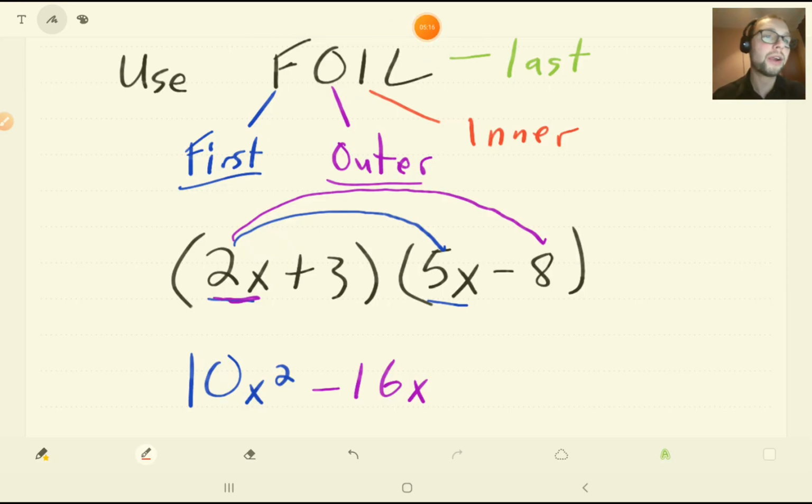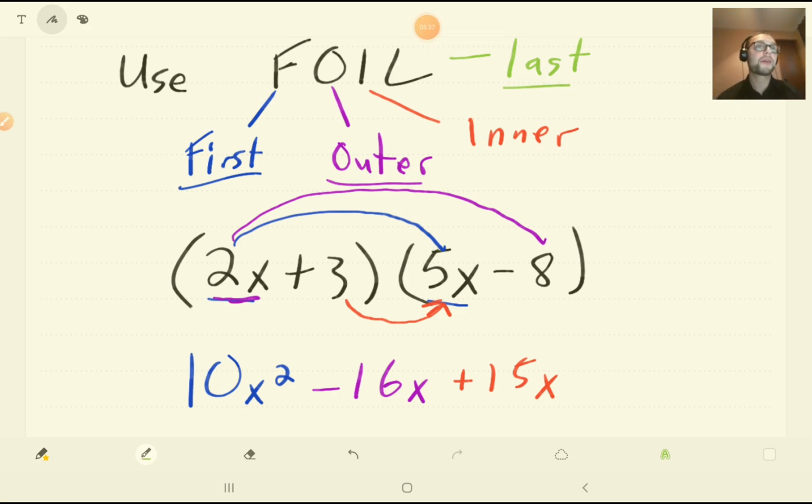The inner part is going to refer to the numbers inside each bracket that are literally right beside each other, or on the inside of this whole entire equation. So that would be 3 times 5x, and that would give us 15x.